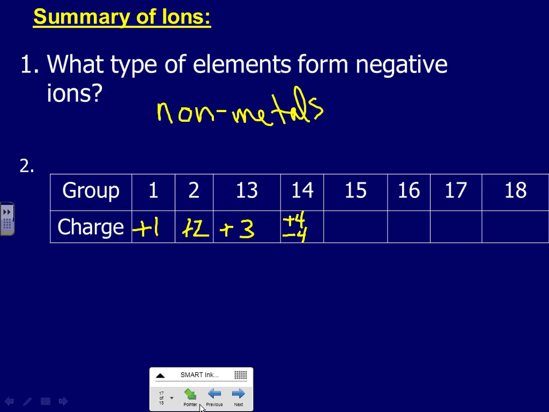15, what's the charge going to be? Connor? -3. 16? Allison? -2. 17? Emily? -1. 18? I'm going to pick on Alana? 0. No charge. Nice.